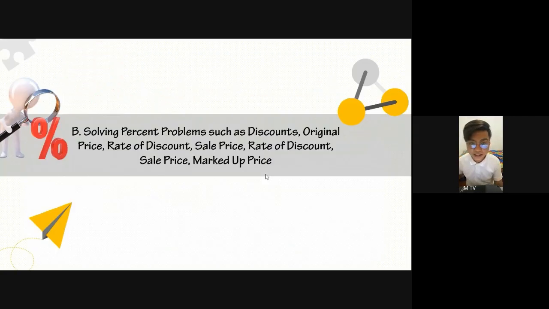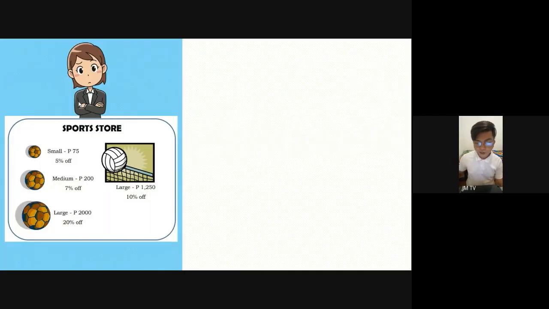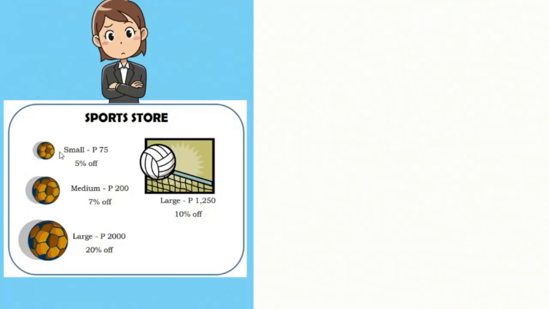So punta na tayo sa letter B na lesson. So sa letter B na lesson, we will be solving percent problems such as discount, original price, rate of discount, sales price, and markup price. Meron tayo ditong sports store. Yung price daw ng ating small soccer ball ay 75, pero may discount siya ng 5% off. Yung ating medium soccer ball, meron tayong 200 na price and then 7% yung kanyang off.